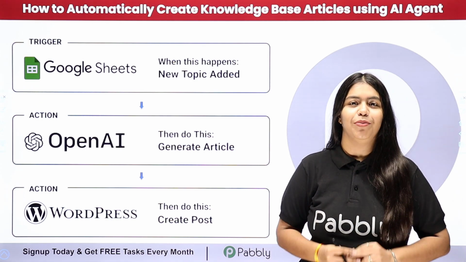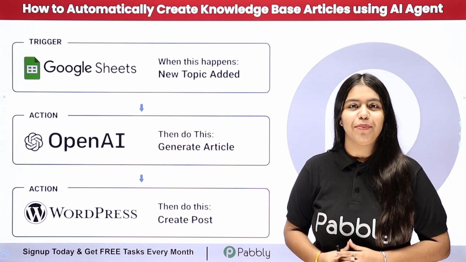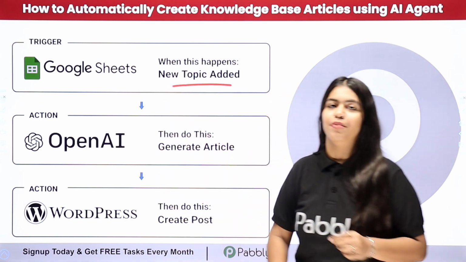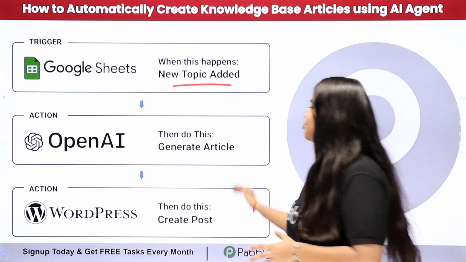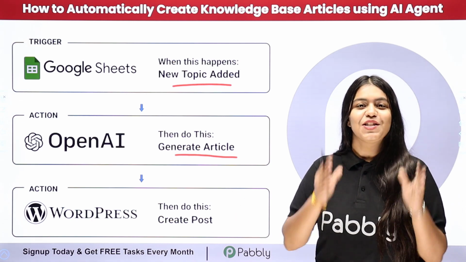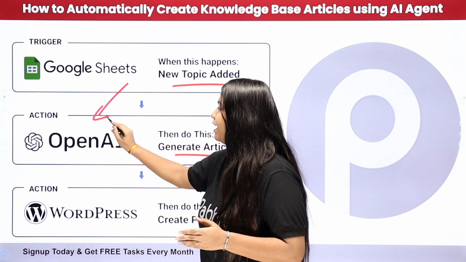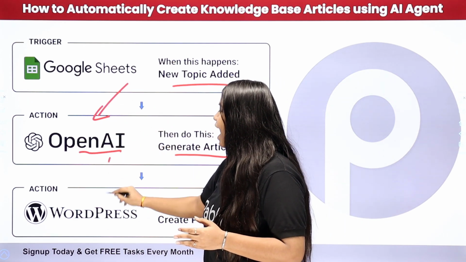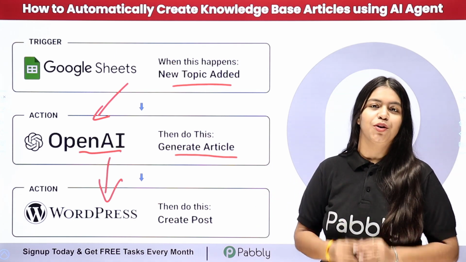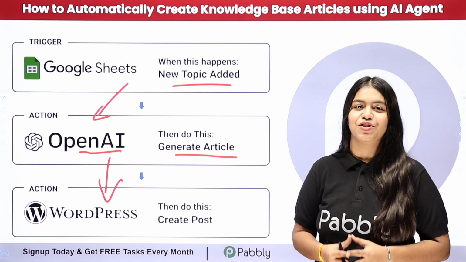To solve this problem, I've created this amazing automation where, as soon as I add the topic into my Google Sheets, my AI agent is going to generate the article, which I can further post on my WordPress account. To do this, we are going to create a connection between Google Sheets, my AI agent, which is OpenAI, and then WordPress. And to create this connection without knowing any programming or coding language, we are going to use Pabbly Connect. It is an amazing automation software.